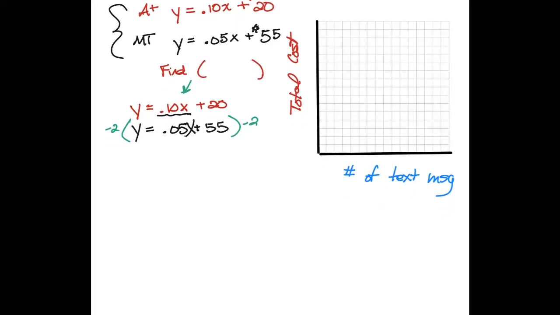So this is 10 cents plus 20, negative 2y equals, I need to multiply this 2 by that 5 cents. So that's going to be negative 10 cents minus 110.